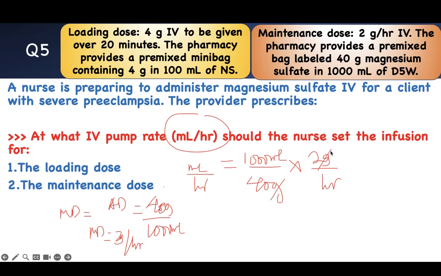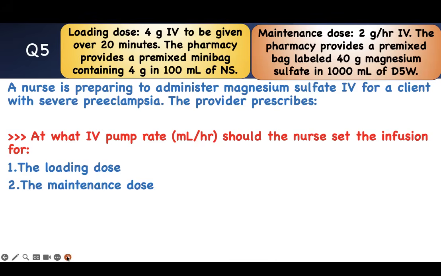Gram cancels gram, 2 into 40 gives 20. 20 goes into 1,000 50 times. And therefore you have 50 ml per hour. The maintenance dose is slower than the loading dose. This is the way you do calculations regarding magnesium. This is straightforward. I want you to watch this multiple times and master it. These loading dose and maintenance dose questions can be confusing, but they are straightforward.